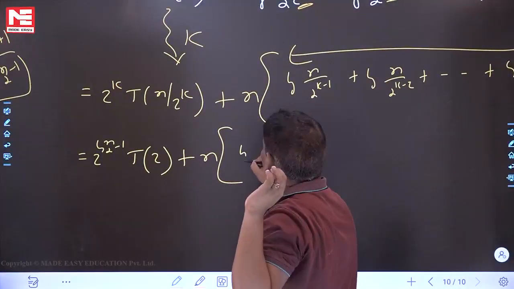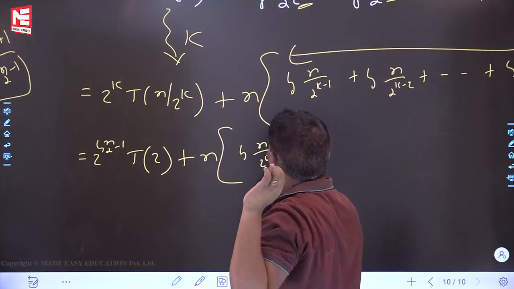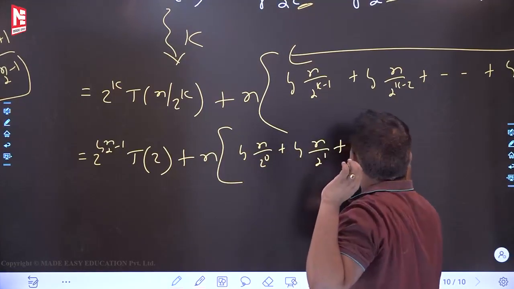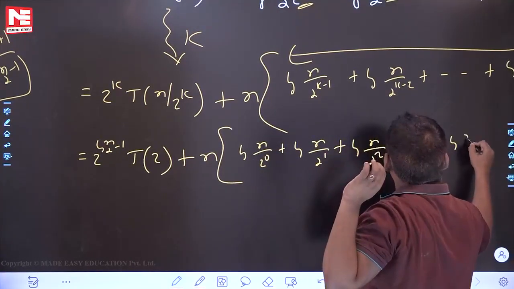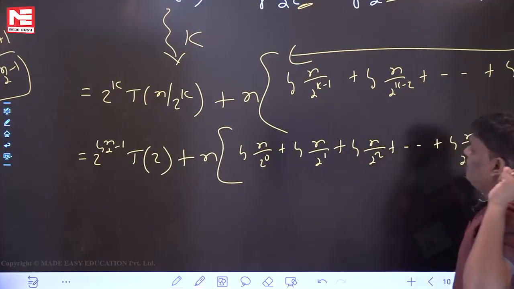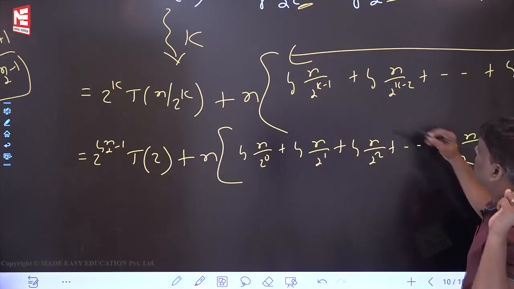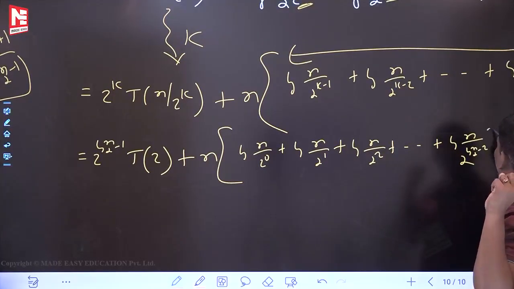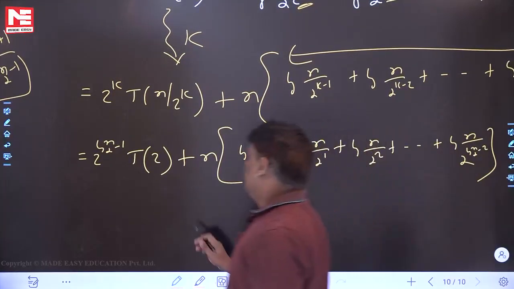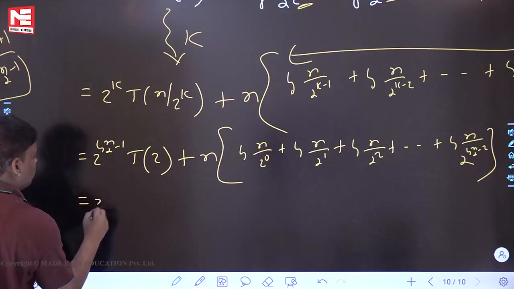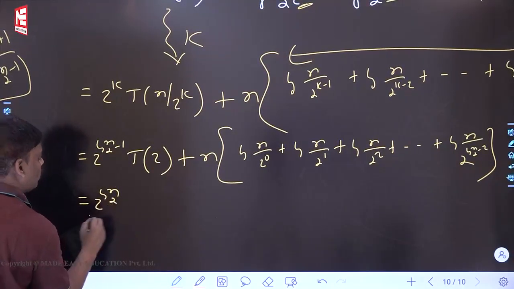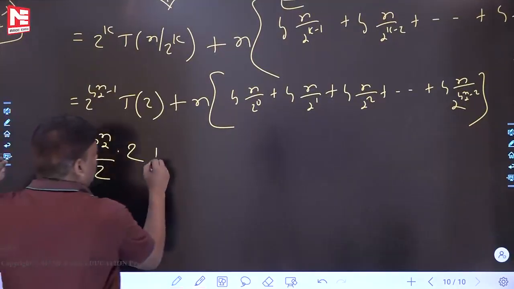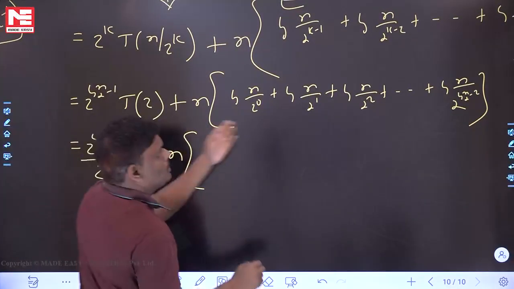What is the answer? It will become log n by 2 power 0, log n by 2 power 1, log n by 2 square, and so on. What is the k? Log n minus 1. It is already minus 1, so I think it will be log n base 2 minus 2. Next one, this will become 2 power log n base 2 by 2, t of 2 is some constant, n plus, right? This series let me solve.